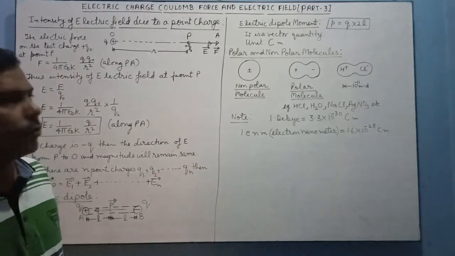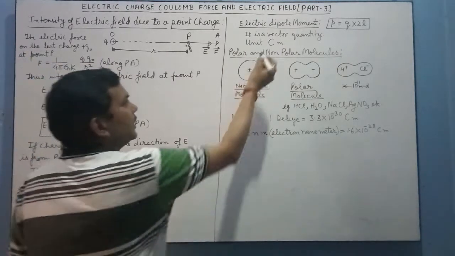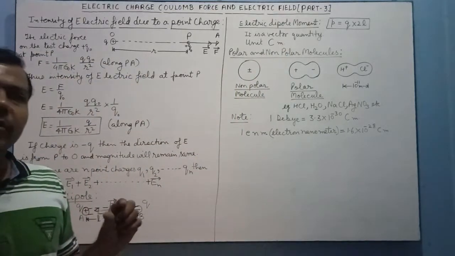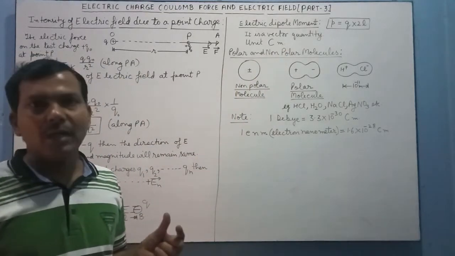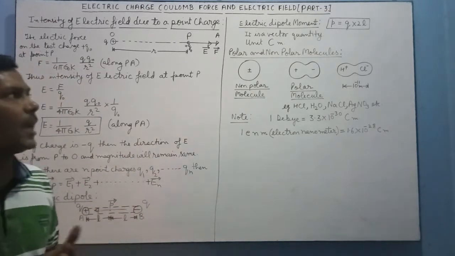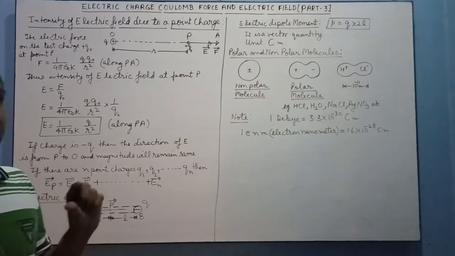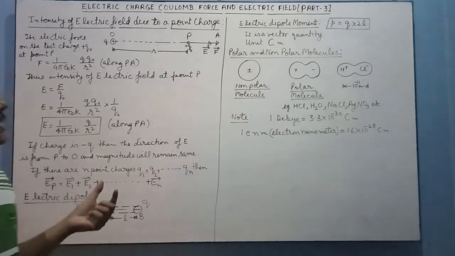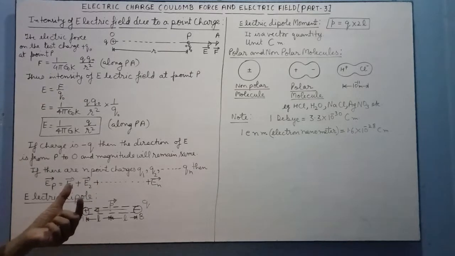Here you will notice that C is capital and M is small. If you write C small, M small, then it will become centimeter. So you will have to remember, when you write the unit of electric dipole moment, you have to write C capital and M small. Now next is polar and non-polar molecules.